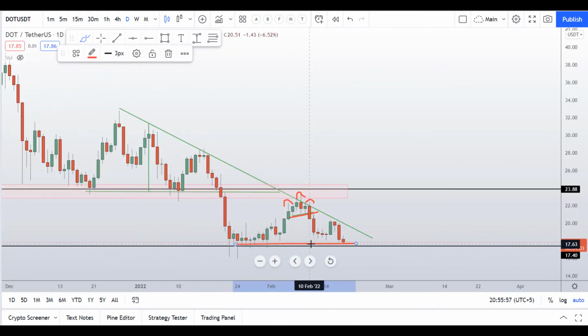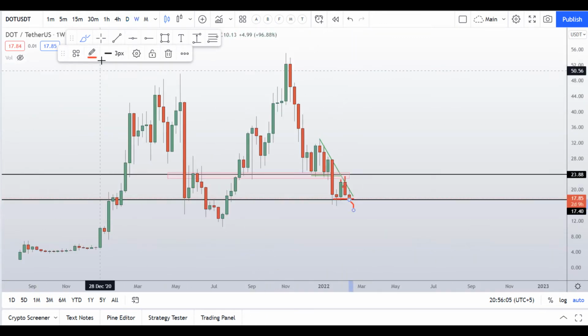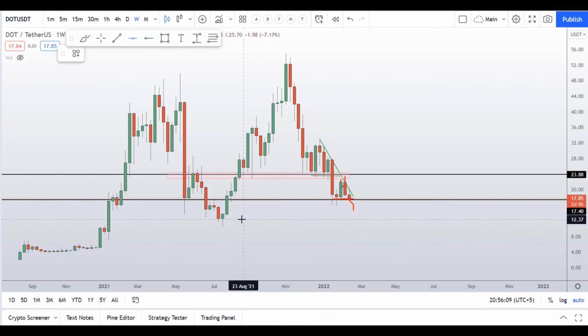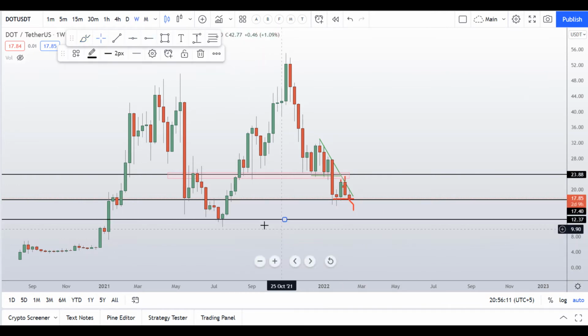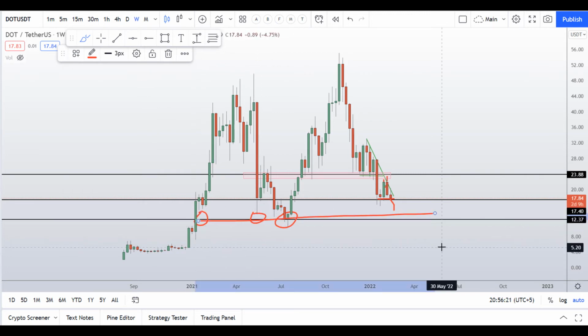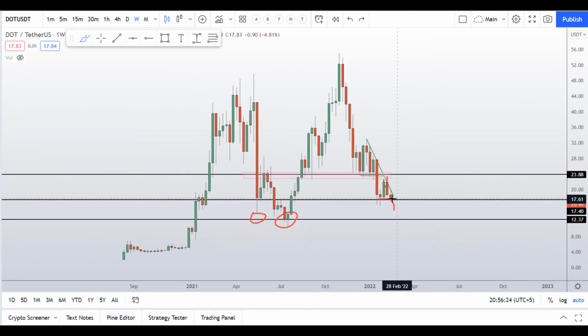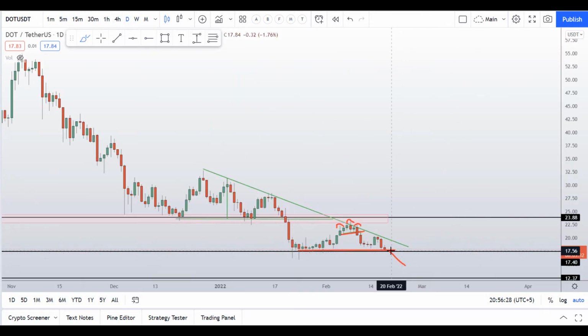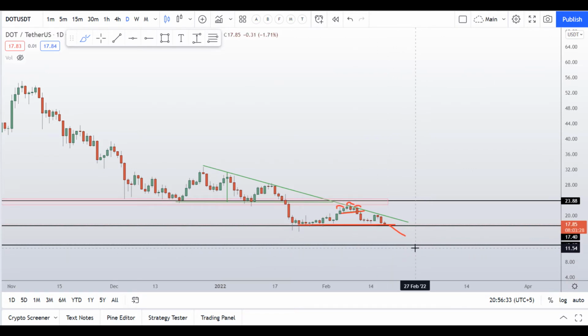If it doesn't hold, then the next support area for the Dogecoin is at around the $12 region. As you can see, very nice support area here. Multiple touches are being formed here. So this current level at around $17-18 on the daily chart should hold for the Dogecoin. Otherwise, the $12 level is very near.